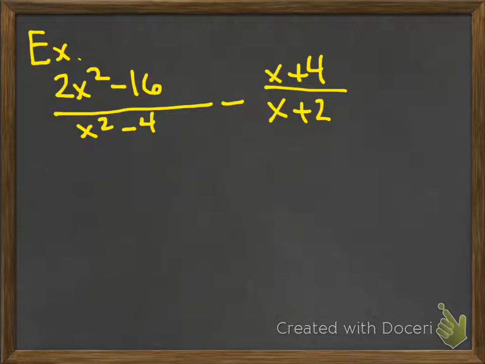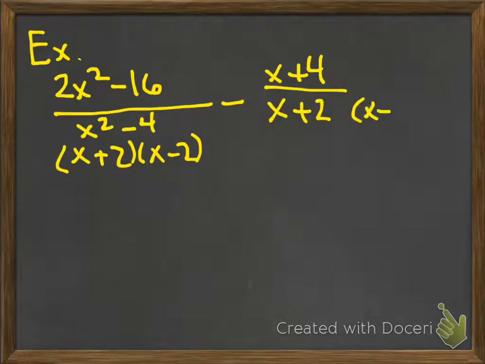Okay, fraction subtraction is no different. So let's look at this example: (2x squared minus 16) over (x squared minus 4) minus (x plus 4) over (x plus 2). Again, factor the x squared minus 4, it's (x plus 2)(x minus 2). And then from there, I need to multiply both top and bottom on the second one by x minus 2. Keep in mind there's that minus there.